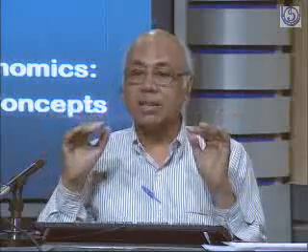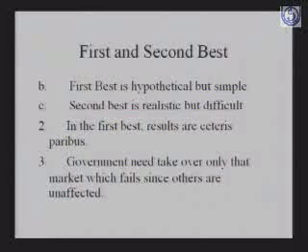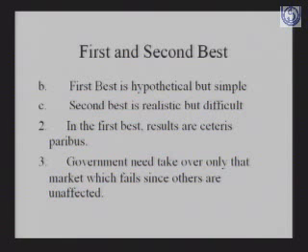But the second best is the more realistic situation. And it is in the second best situation that you find that it's a very difficult situation, because second best is very, very hard to realize. And as we will see, second best results are very, very complicated, whereas the first best results are not so complicated. So in the first best theory, the results are simple because this theory actually divides up so that each market can be looked at separately.